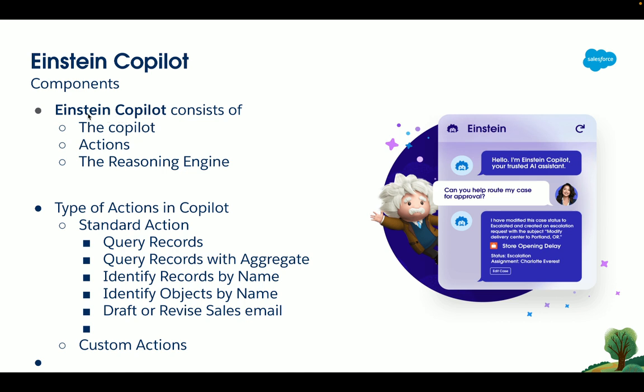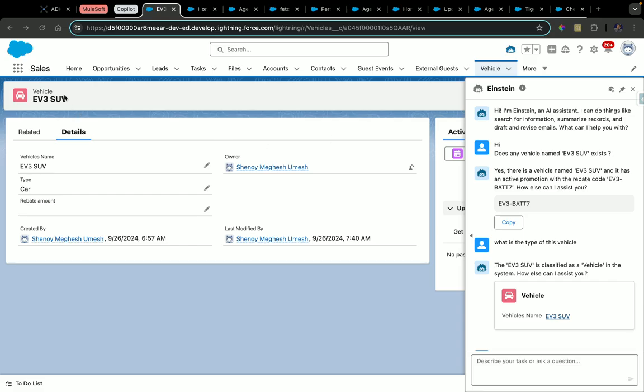And these are the components of your Einstein Copilot. Einstein Copilot consists of the Copilot, actions, and the reasoning. Look over here. We have a vehicle record, and this is what our business use case would be on.